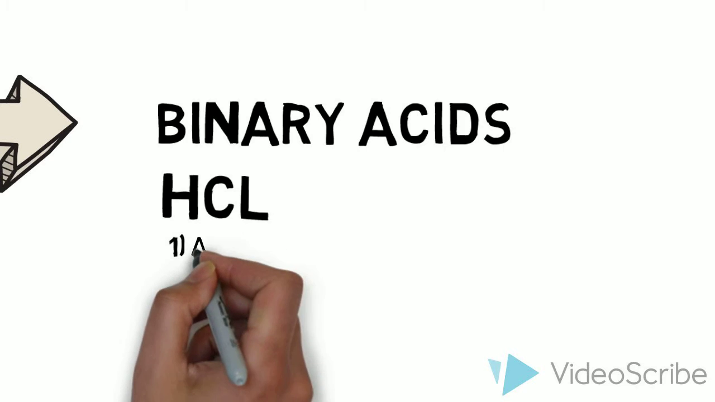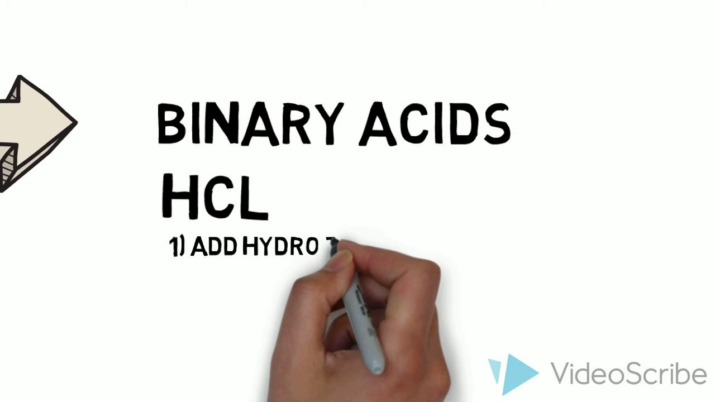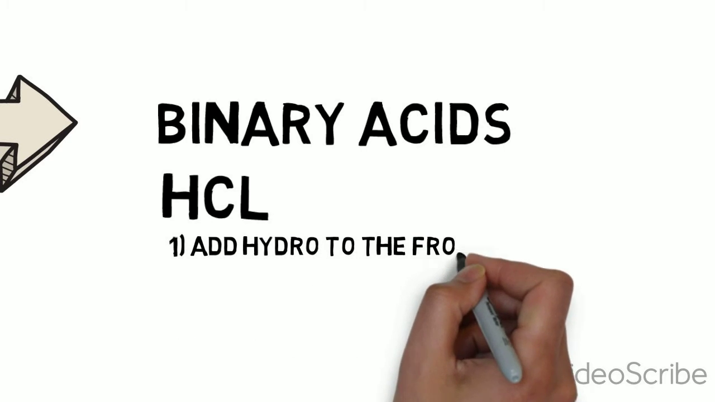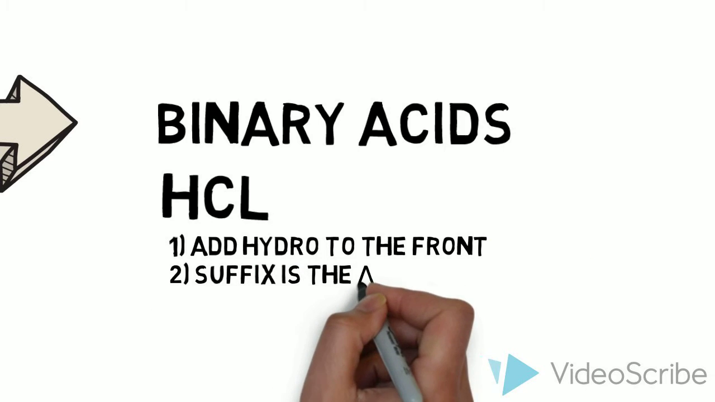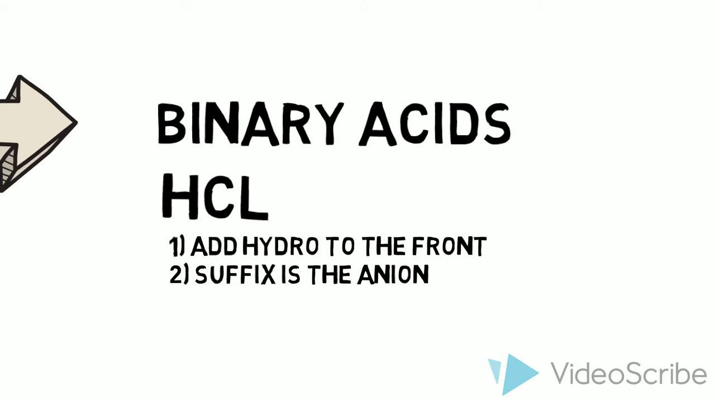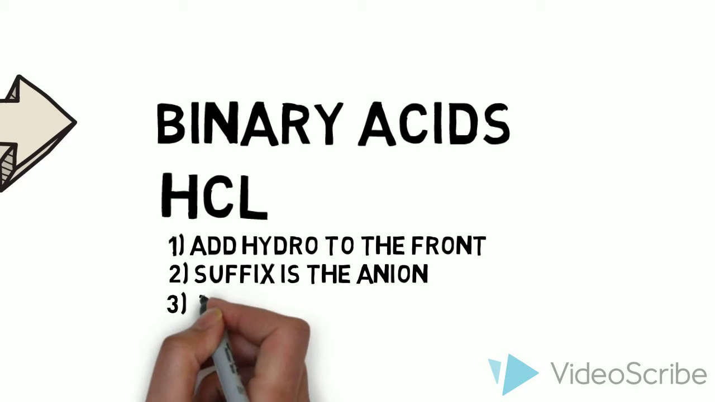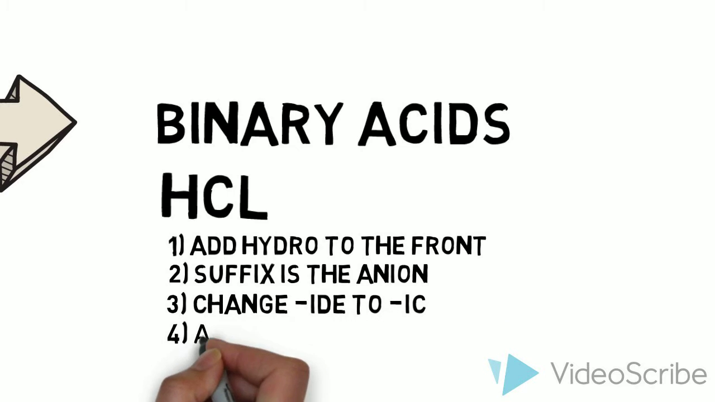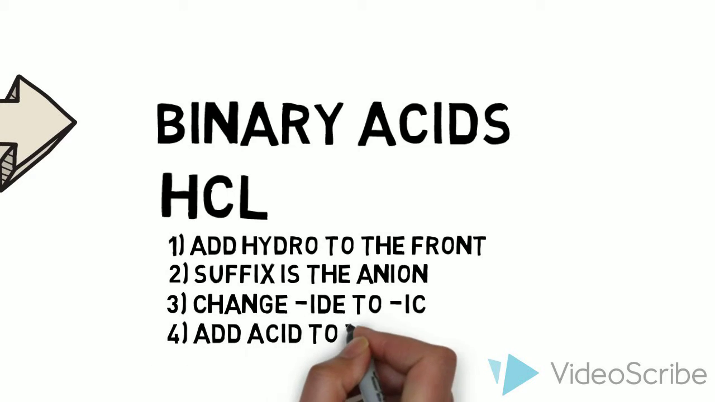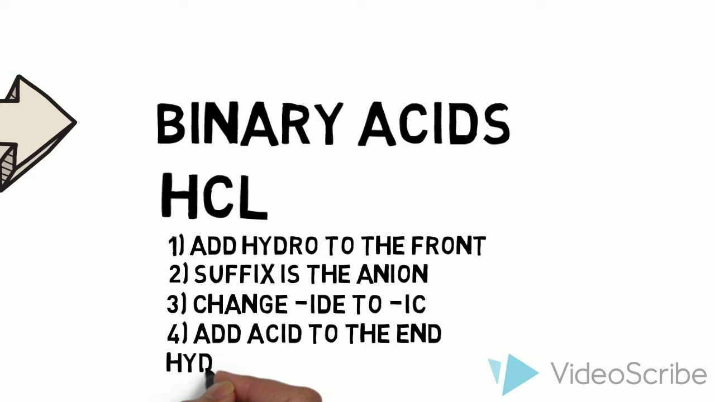In order to name these acids, first, you add hydro to the front. Secondly, you take the second element and take the anion name and use that as the suffix. Now, we have chlorine. That means it's chloride. Now, we change the ide in chloride to chloric, and then we add acid. This is where we get hydrochloric acid.